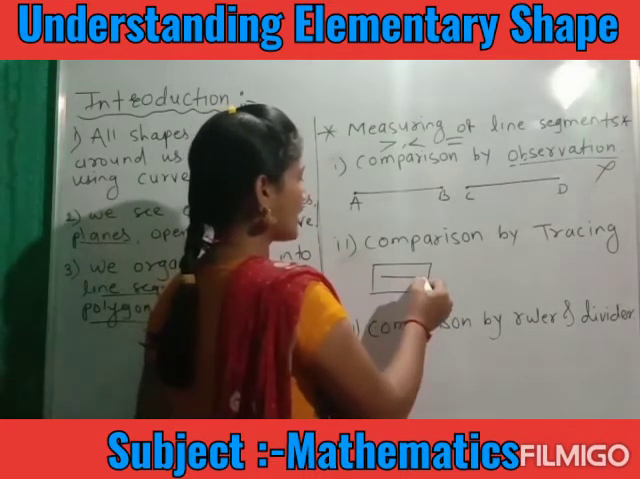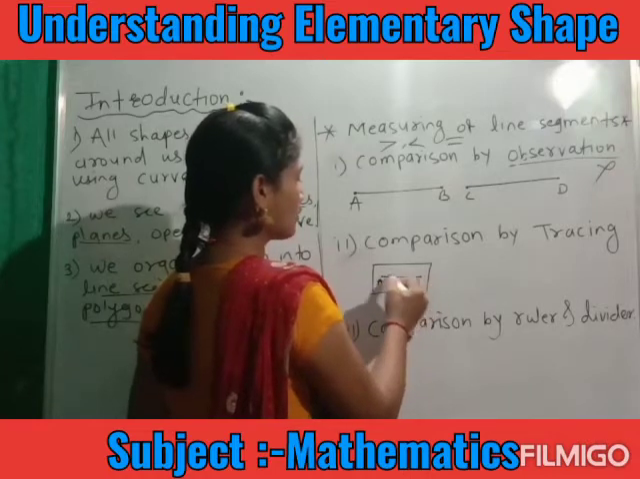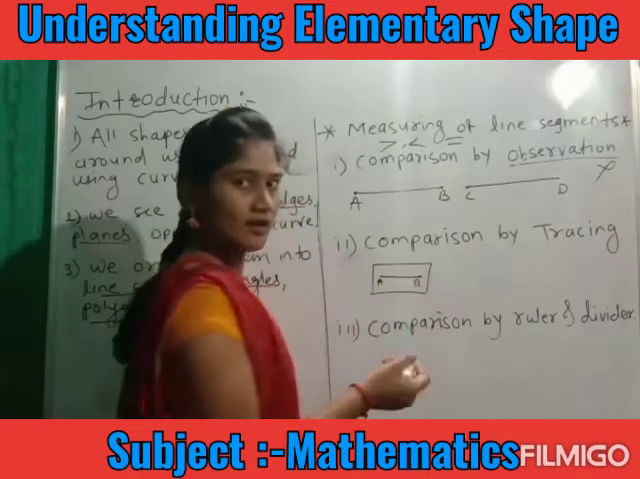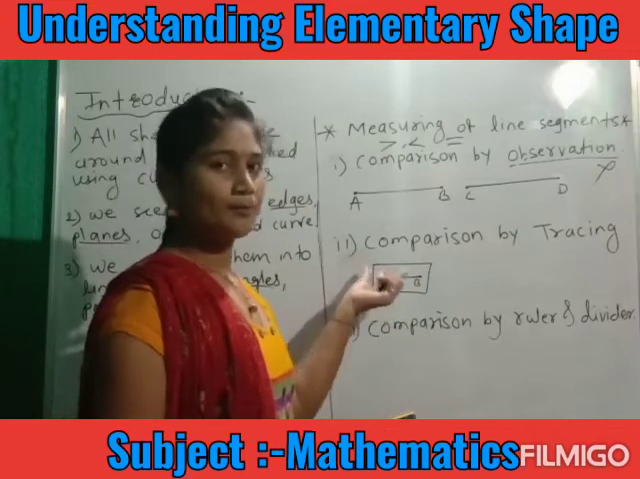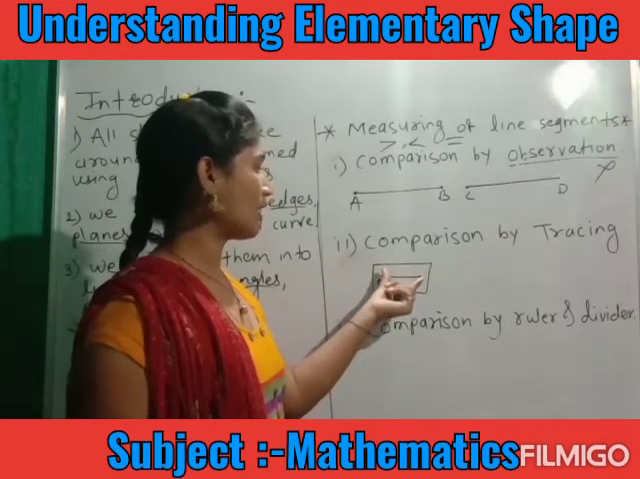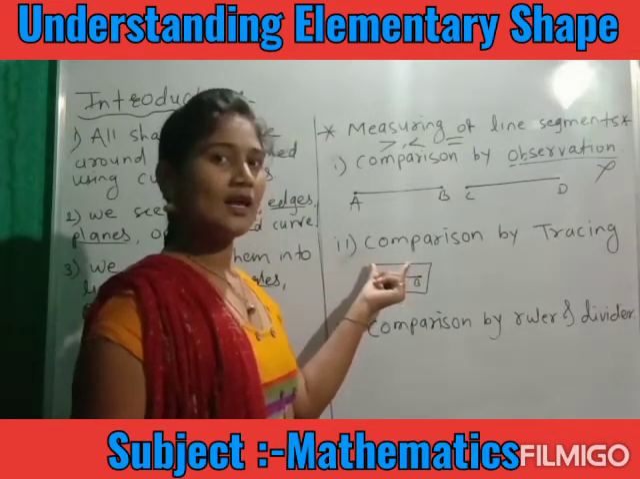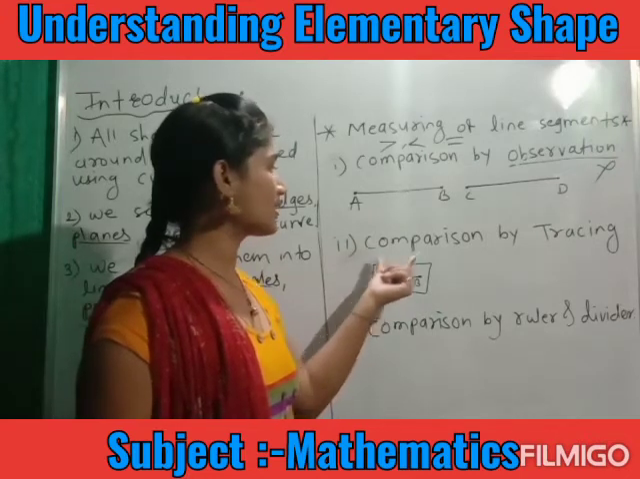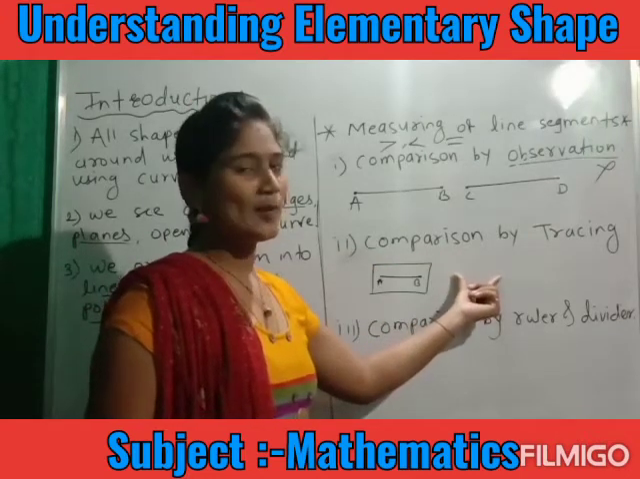I am taking one line segment here, AB. Up to that I am just measuring. I am putting the tracing paper on that particular line, then measuring it. After measuring it, I put the same paper on the next line segment to measure its length.